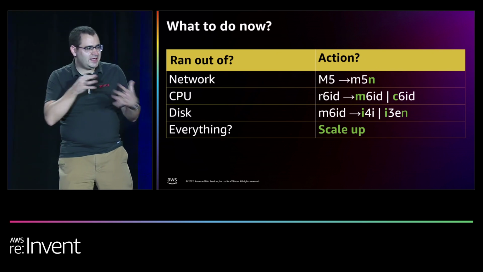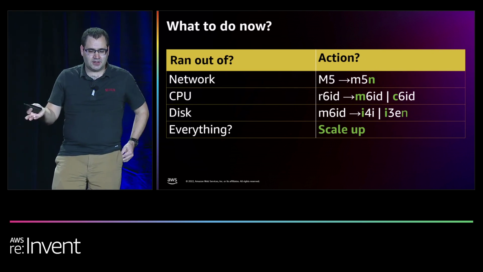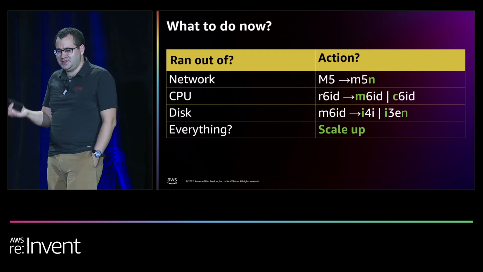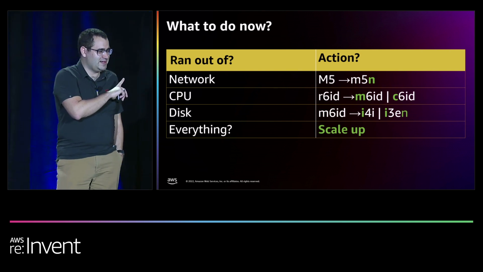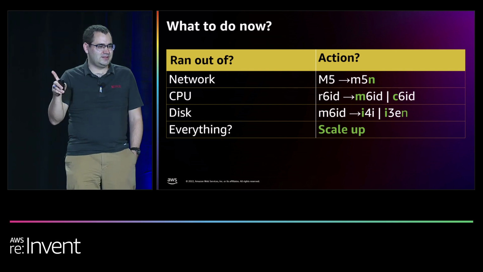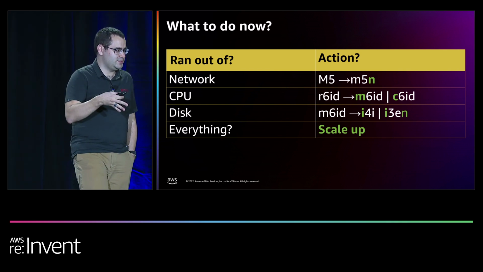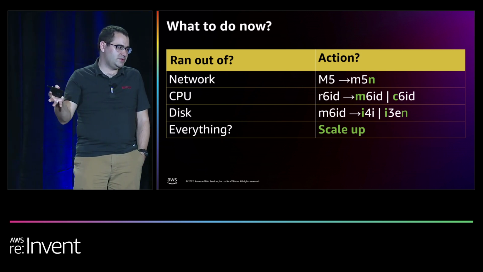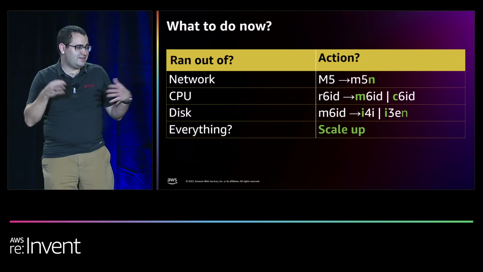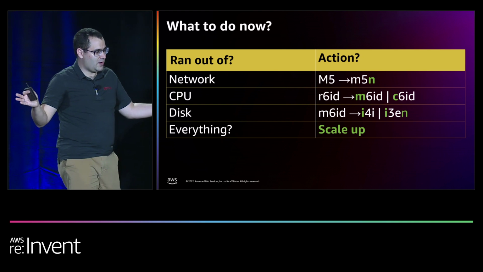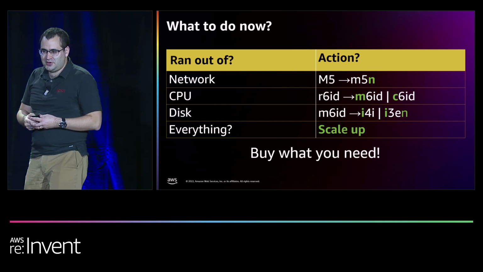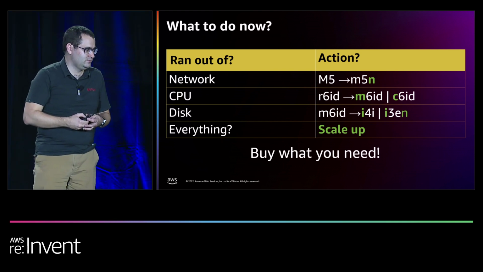All right, so by looking at these metrics, we've maybe decided that we ran out of network, or CPU, or disk, or everything. And one of the wonderful things about EC2 is that they probably have a computer that optimizes for exactly what you ran out of. If you're on the M5 class and you ran out of network, you can switch over to the M5N class, which has more network, same ratios of CPU. If you ran out of CPU, you can move to a CPU-optimized instance family. If you ran out of disk, you can move to a storage-optimized instance family. And if you run out of everything, you just have to scale up, either going out wide or going up vertically. It's pretty simple. Monitor what you ran out of, buy more of what you need. The wonder of the cloud.